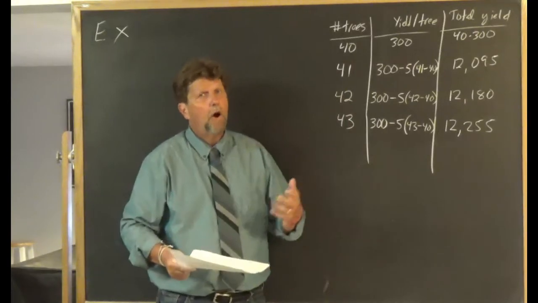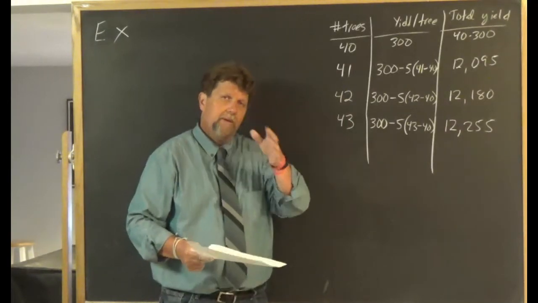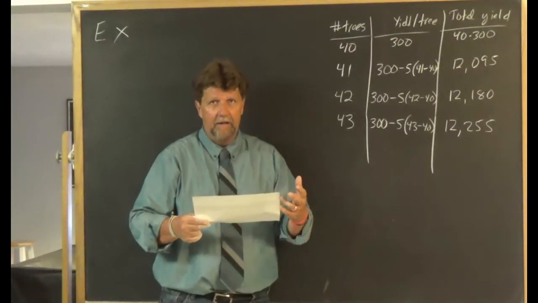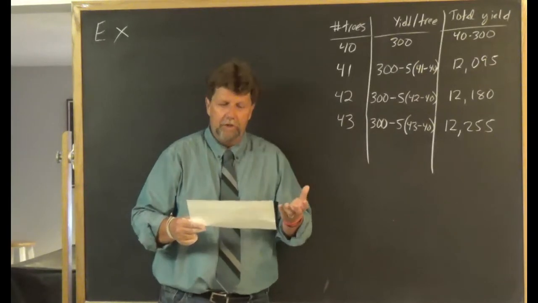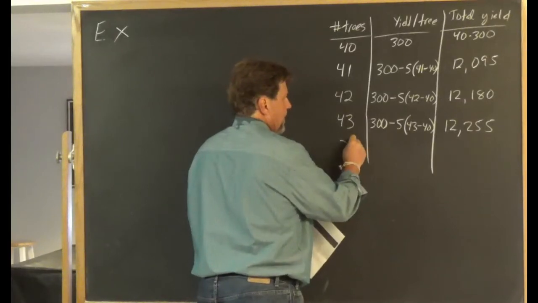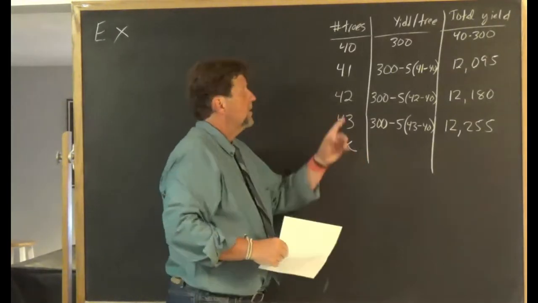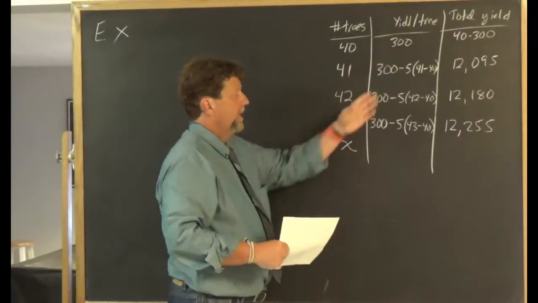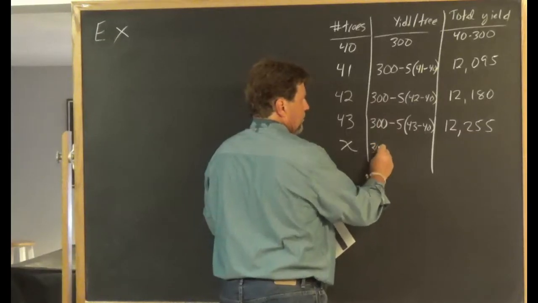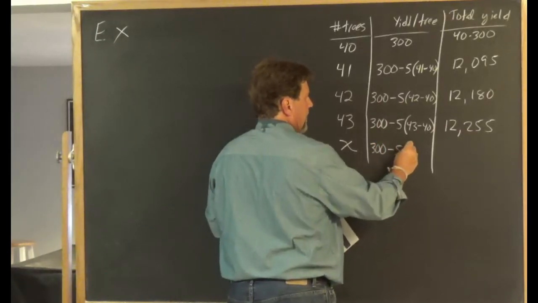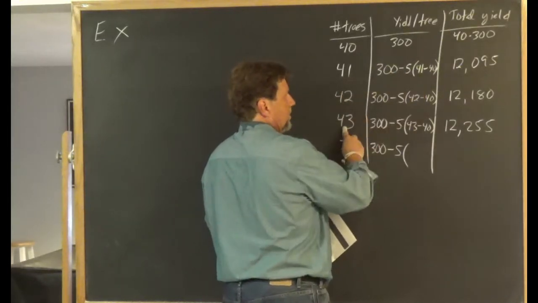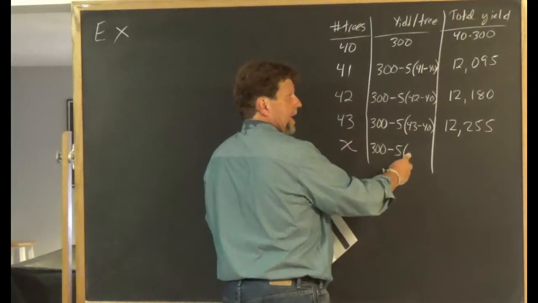I could keep going and hopefully guess the correct answer, but I'm ready to generalize. I don't know how many trees to plant on each acre, and that's the question here. How many trees should be planted on each acre? So let me call the number of trees planted on each acre X. So X is the number of trees. Let's follow the pattern here. Looks like we would have 300 minus 5 times, well, notice, so I think that should be an X.